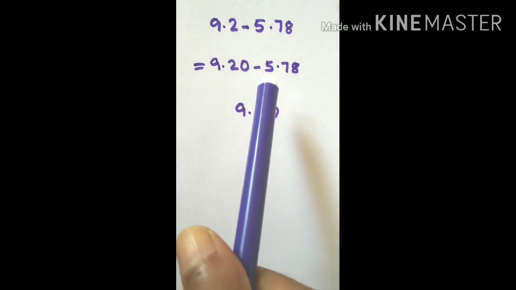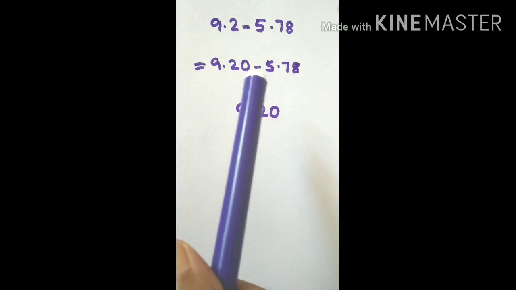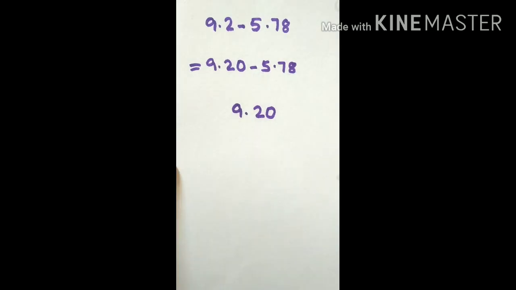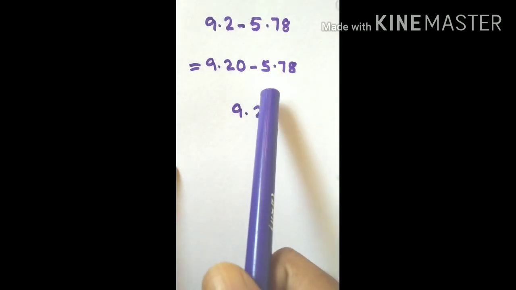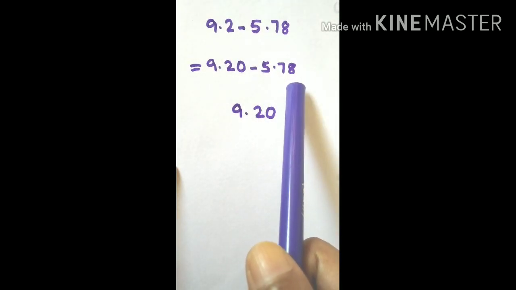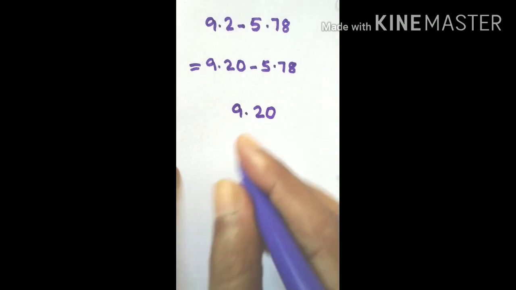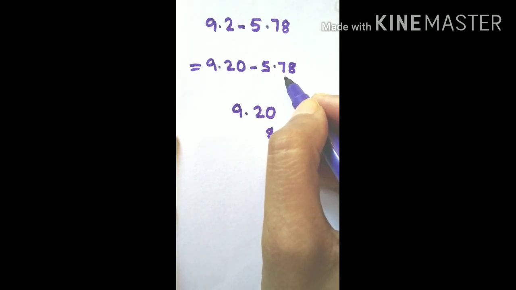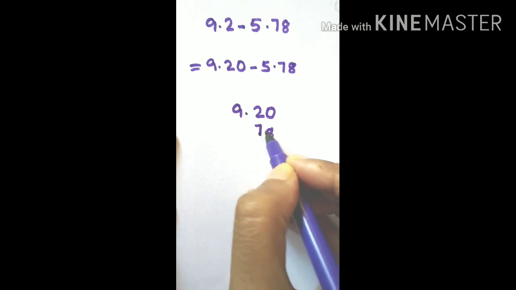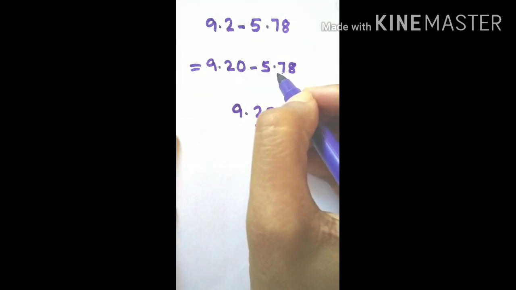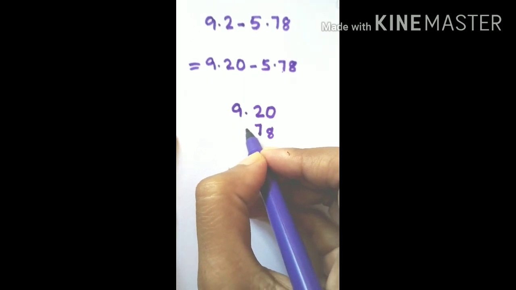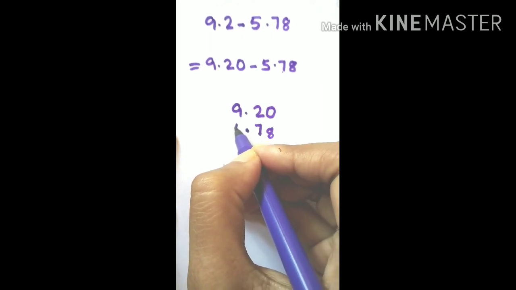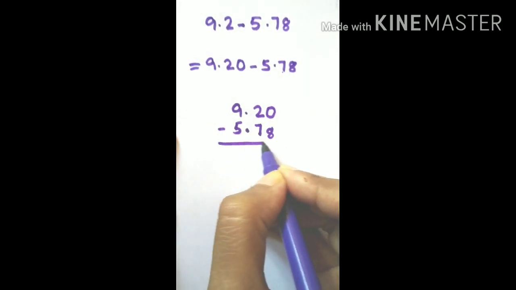Now, in order to subtract 5.78 from 9.20, we will write 5.78 below 9.20. Now students, in 5.78, 8 is in the hundredths place. So we will write 8 below 0. And 7 is in the tenths place. So we will write 7 below 2. And before the tenths, we have the point. So we will write the point here. And 5 is in the ones place. So we will write 5 below 9. Now we can subtract them.